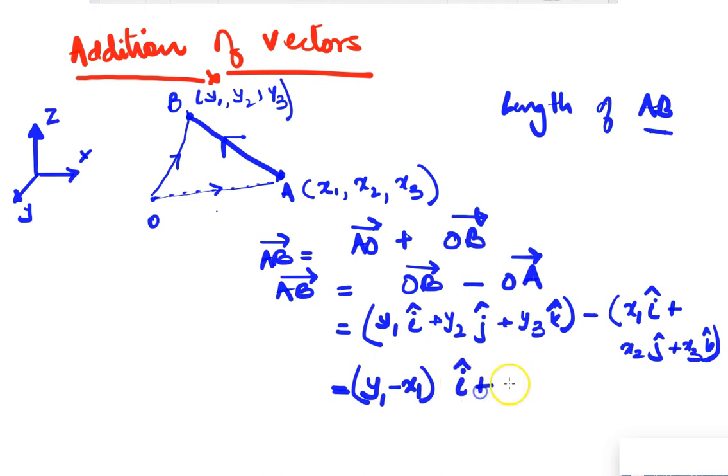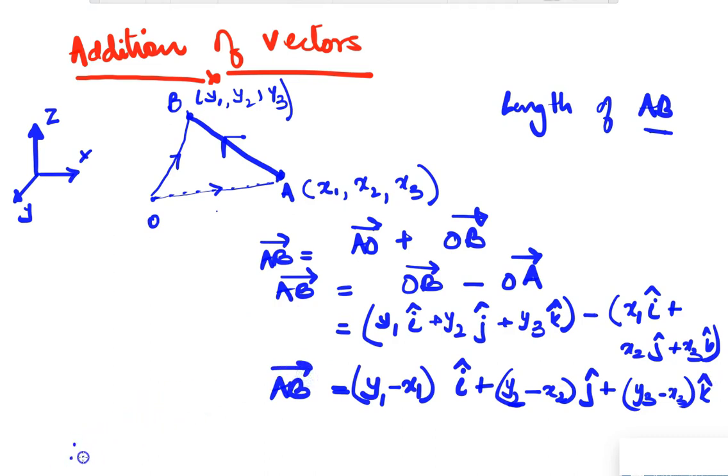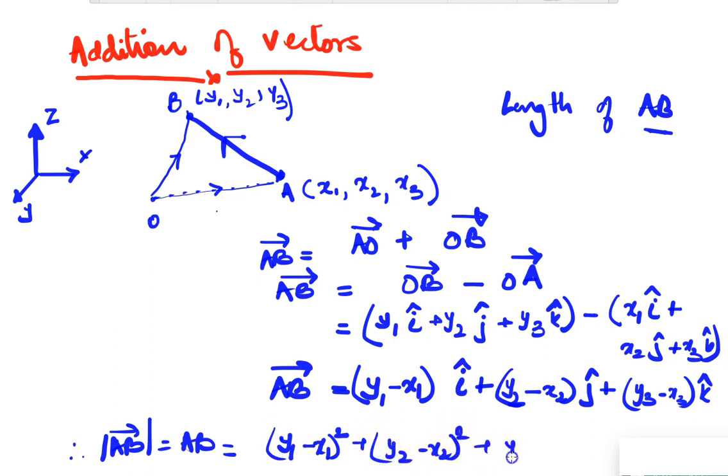y1 minus x1 i hat plus y2 minus x2 j hat plus y3 minus x3 k hat, and this is nothing but AB vector. Therefore length of AB vector, which is AB, is the formula that we initially did: y1 minus x1 whole square plus y2 minus x2 whole square plus y3 minus x3 whole square, under root, right?